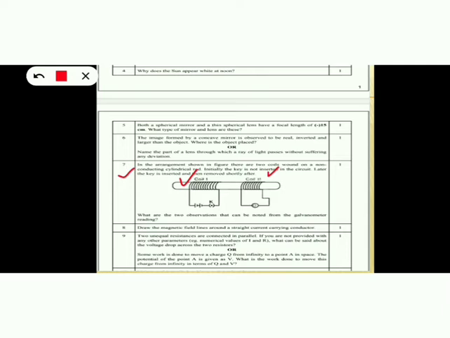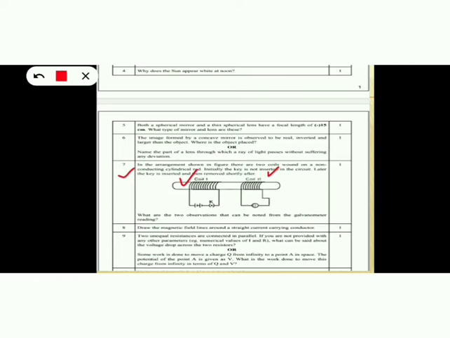Further deflection cannot be observed. So when the key is inserted, at that moment a momentary deflection is observed in the galvanometer, which indicates the presence of momentary current in the coil 2. And similarly, when the key is removed from the coil 1, then also a momentary deflection is observed in the galvanometer, which indicates a momentary current, but this time the galvanometer needle deflects in the opposite direction.